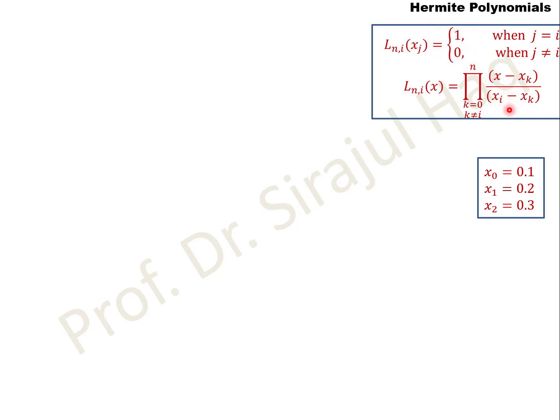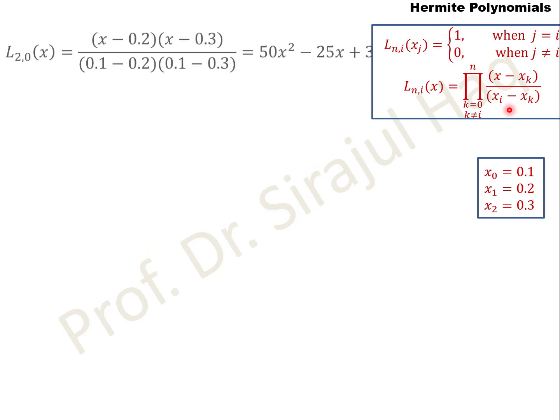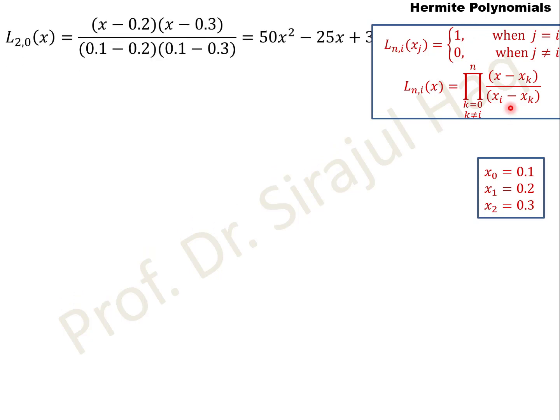Let's use this definition to find out the Lagrange coefficients. We already know that n is equal to 2. When i is equal to 0, your numerator will be x minus x1 into x minus x2, that is, x minus 0.2 and x minus 0.3, divided by, replace this x by x0.